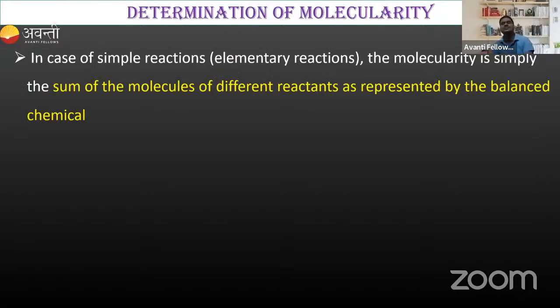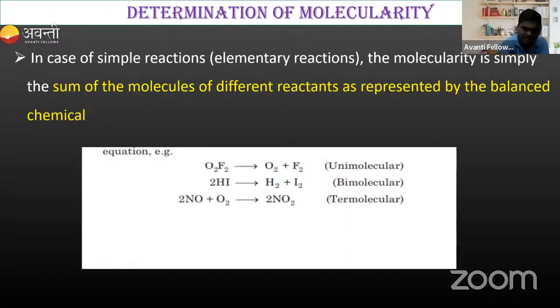Now, determination of the molecularity. How will you determine the molecularity? In case of a simple reaction, that is an elementary reaction, the molecularity is simply the sum of the molecules of the different reactants as represented by the balanced chemical equation.